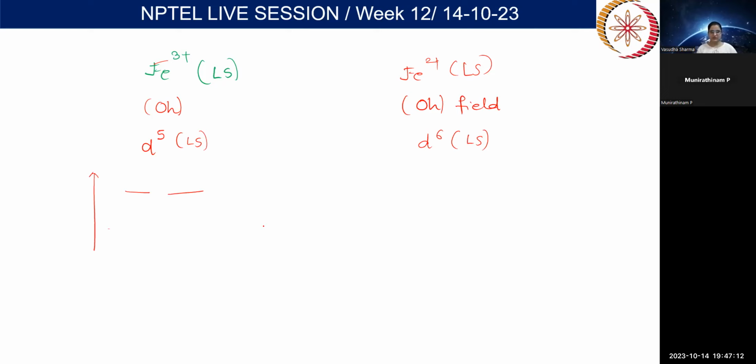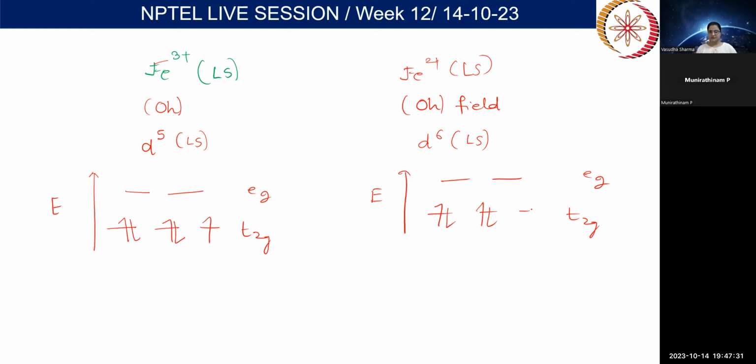We will be having t2g and eg, here energy, t2g and eg. So d5 we have to fill in a pairing form because it's low spin. So here it would be d6. So you tell me whether valence contribution is existing here, and what about the valence contribution here?